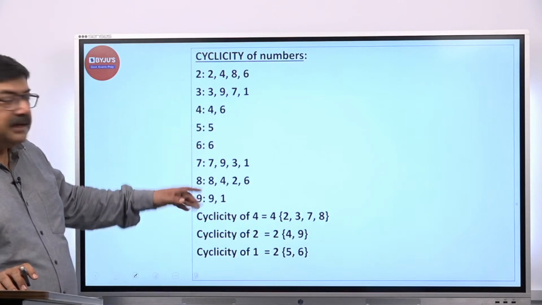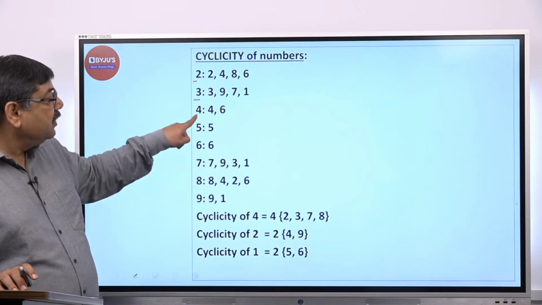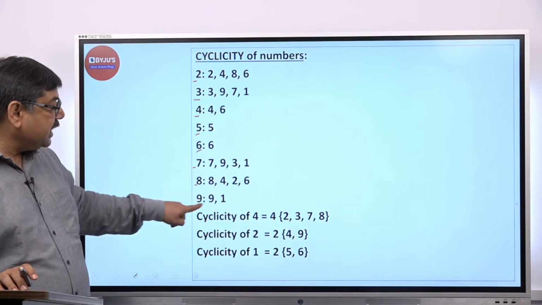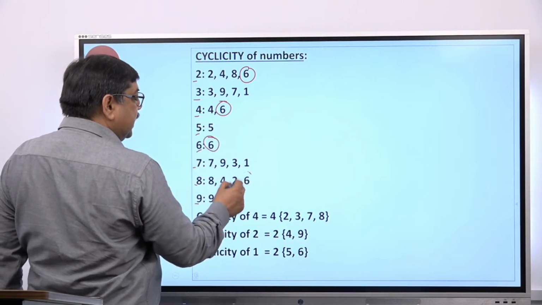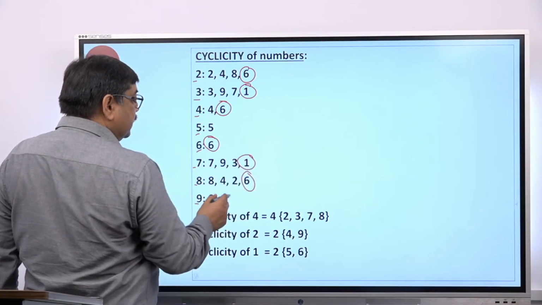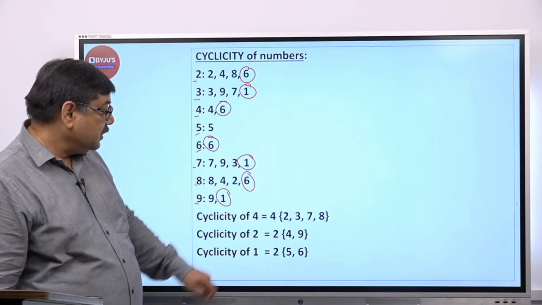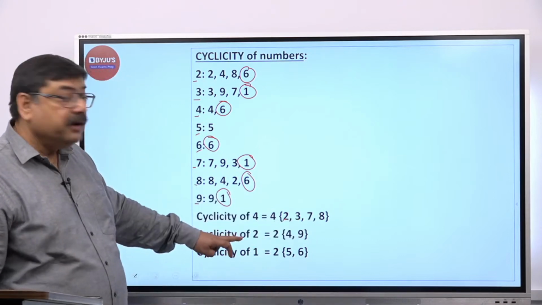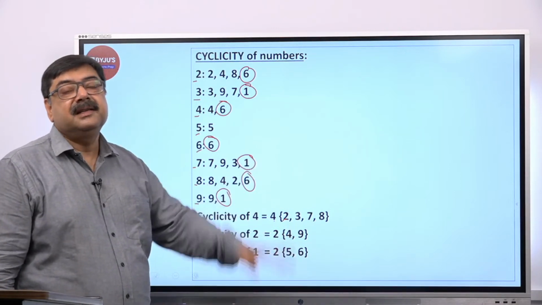Before that, a small revision. For 2 you get 2, 4, 8, 6. 3: 3, 9, 7, 1. 4: 4, 6, then same numbers. 7, 8, as I have already told you. So 2, 4, 6, 8 end in 6, and 3, 7, 9 end in 1. Cyclicity of 4 has 4 such numbers: 2, 3, 7, 8. Cyclicity of 2 has only 2 numbers, 4 and 9. Cyclicity of 1 has 2 numbers, 5 and 6.